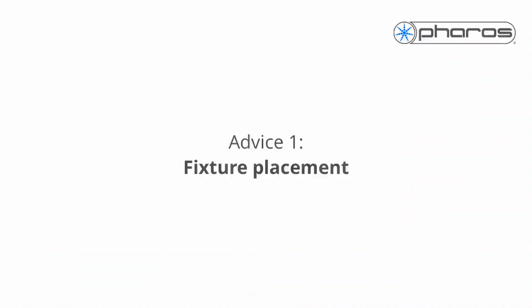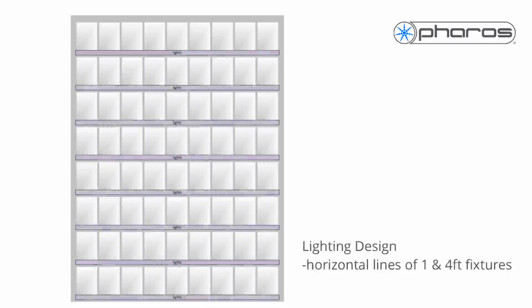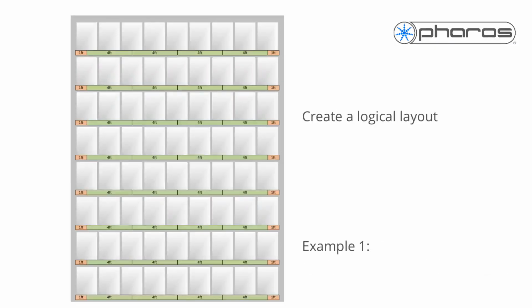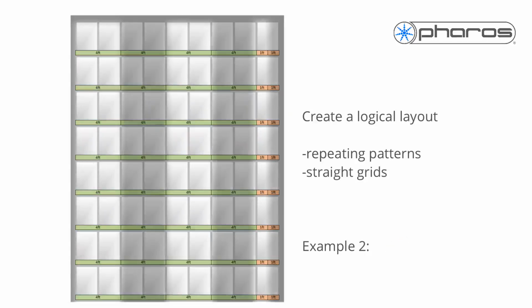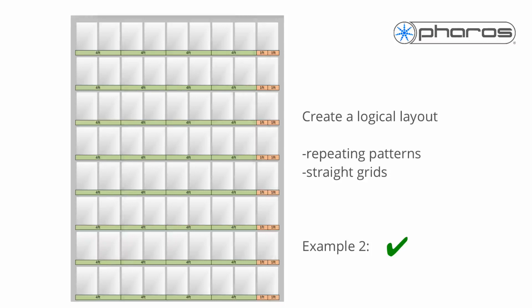The first piece of advice is to think about fixture placement. While respecting the lighting design, try to create a logical layout of the fixtures. So what's a logical layout? That's very much dependent on the design, but often it is as simple as a repeating pattern and using straight grids. For this simple building I think we can all agree that the previous layouts were okay.